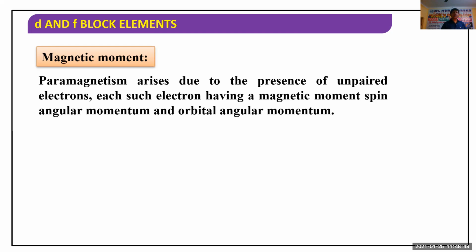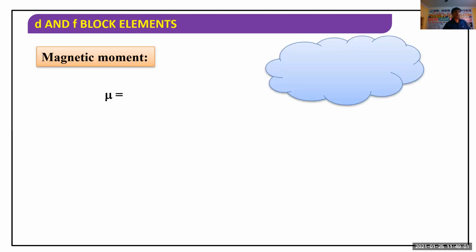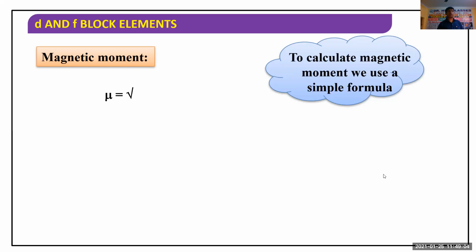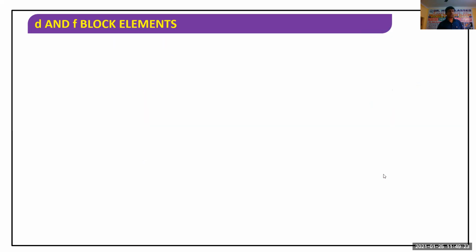So paramagnetism arises due to the presence of unpaired electrons, such an electron having a magnetic moment from spin angular momentum and orbital angular momentum. So magnetic moment we can calculate in this way, root over n into n plus 2 Bohr magneton. BM means Bohr magneton. n is the number of unpaired electrons of any element or atom or ions also.